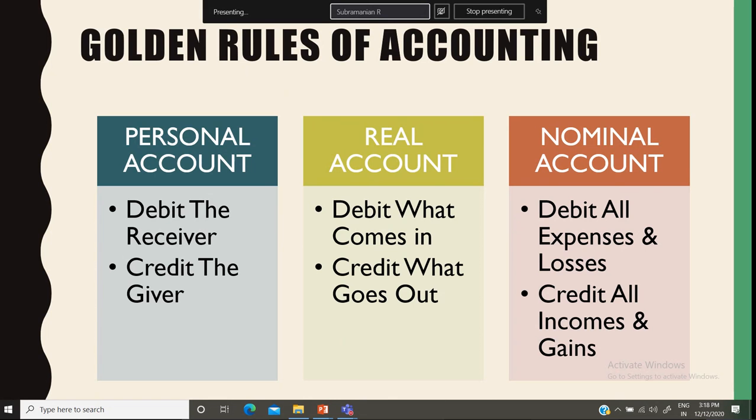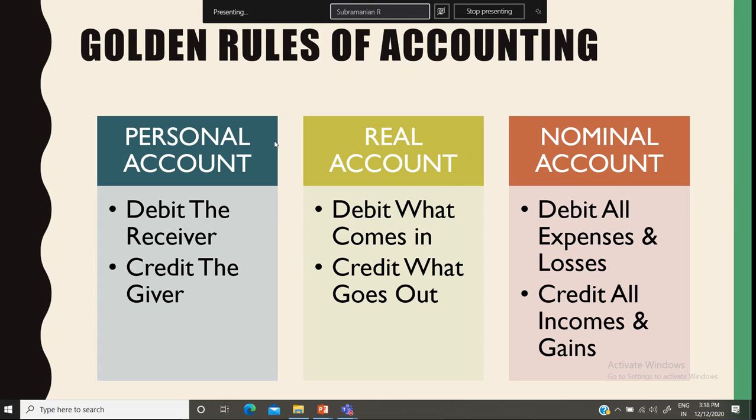So in accounts you have to know the logic first of all: under which account it is actually coming. That we must identify first of all, whether it comes under the personal account, the real account, or the nominal account. First you must be clear with that. If I tell you salary, whether it comes under personal, real or nominal account, you must be clear about that. Then only can you identify whether it has to be debited or credited and come to a conclusion. Then only will this accounting rule all come together.